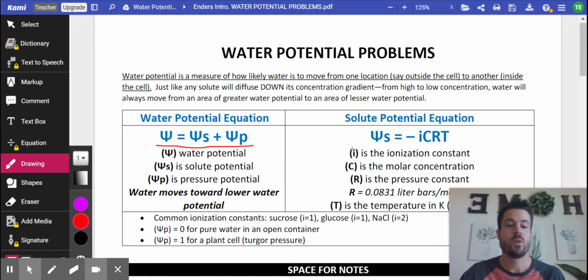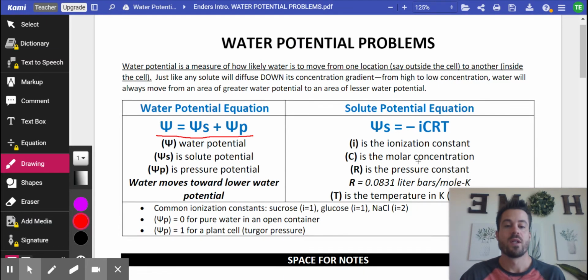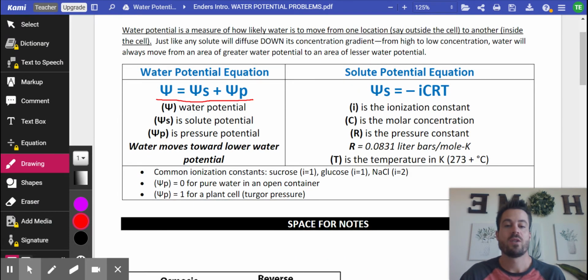We also have another equation that's going to be very important for these types of problems, and it is that solute potential is equal to negative iCRT. I being the ionization constant, C being the molar concentration, R being the pressure constant, which is always 0.0831, and T being temperature in Kelvin.